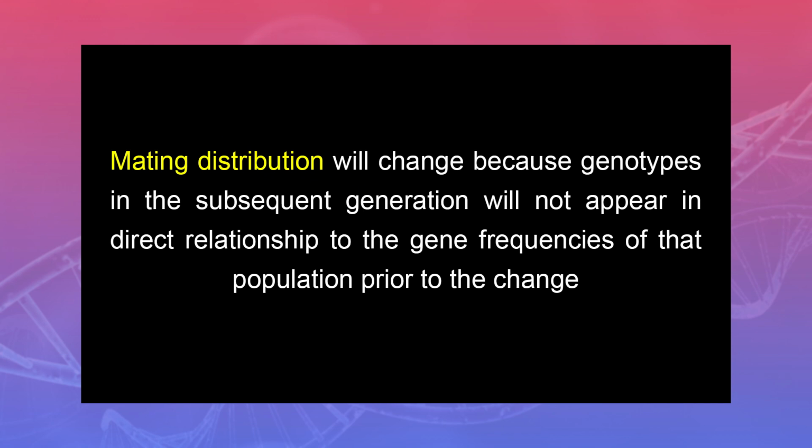By altering the fitness of an individual, the mating distribution will change. The distribution will change because genotypes in the subsequent generation will not appear in direct relationship to the gene frequencies of that population prior to the change. Consequently, the gene frequencies will change and the population will evolve.